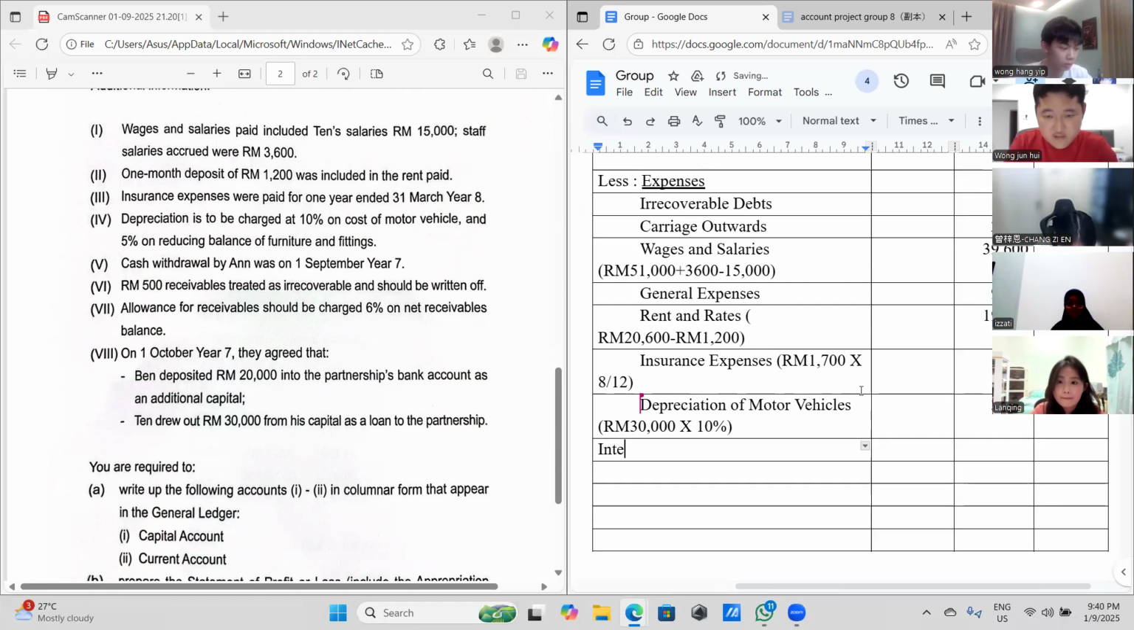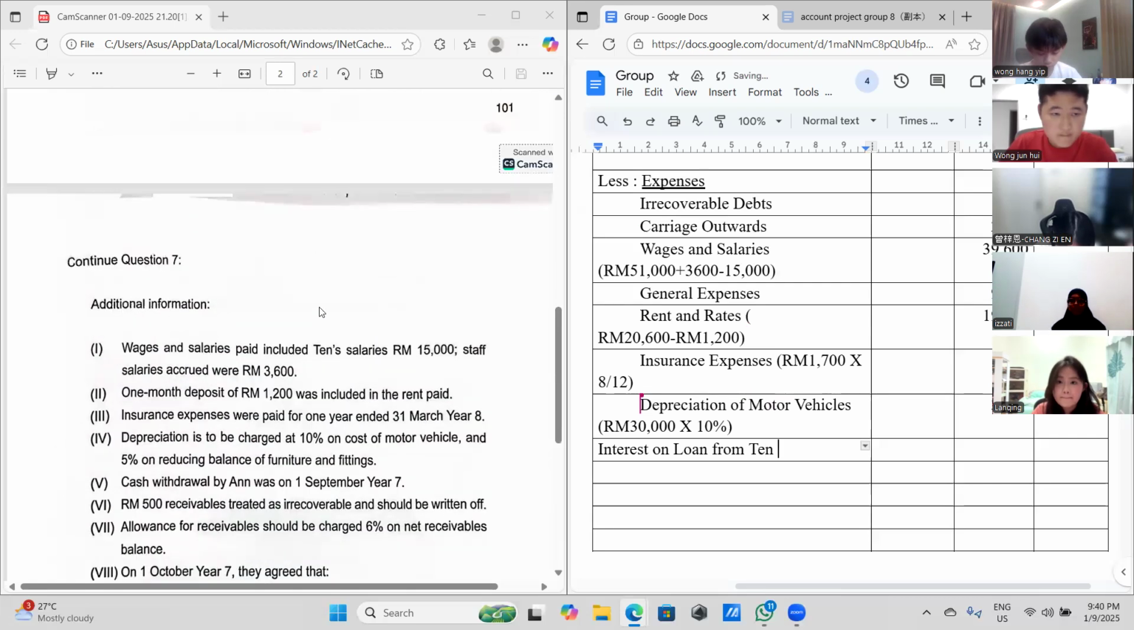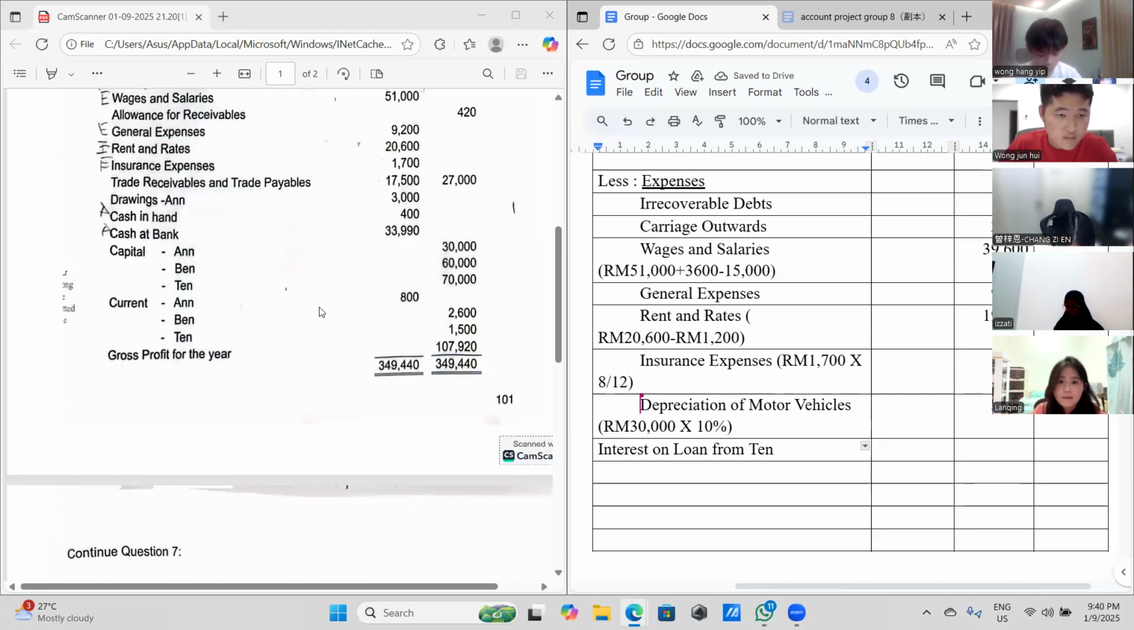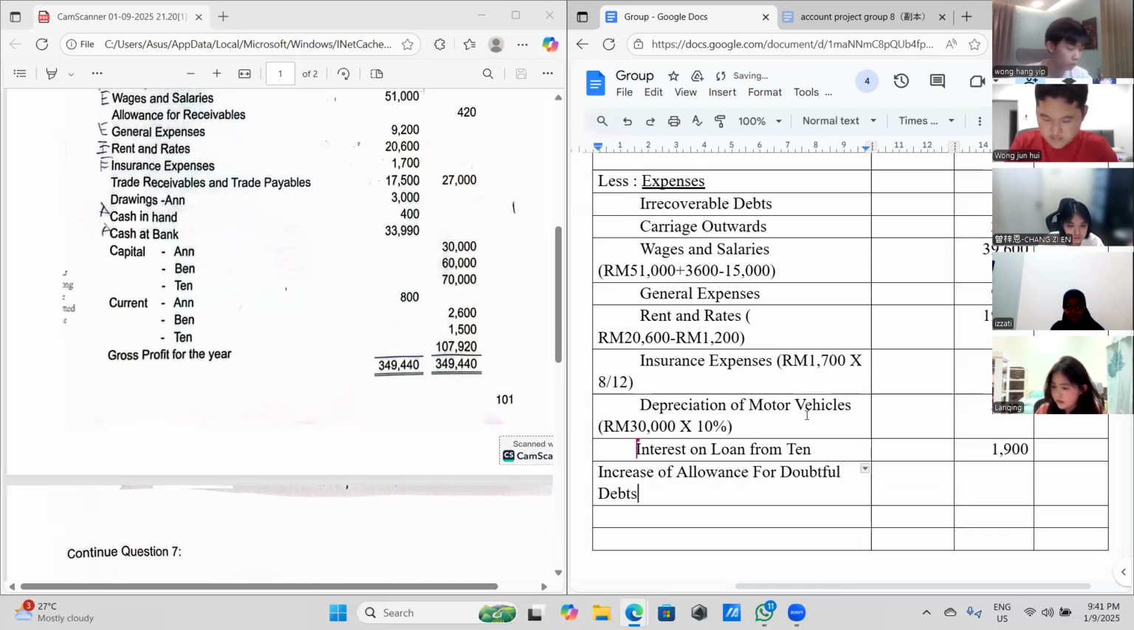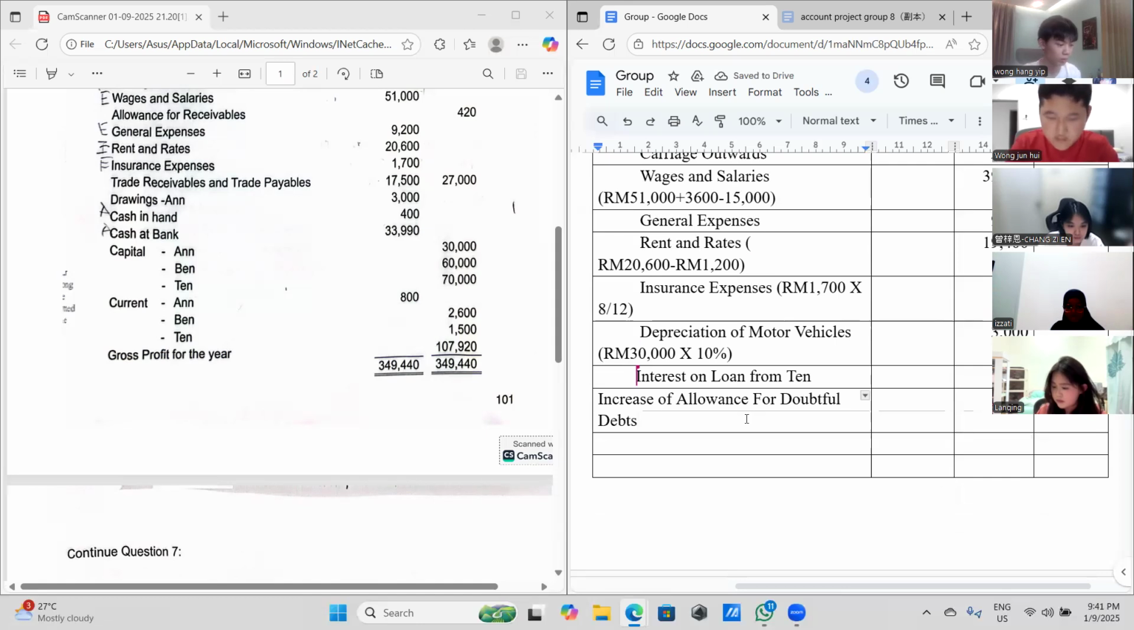And another one is interest on loan, which is cost at 1,900. Okay. And another one is the increase of allowance for doubtful debts, which is cost at 17,500.